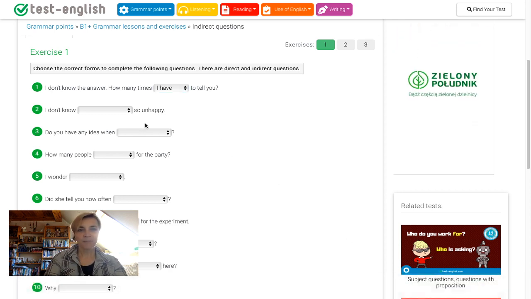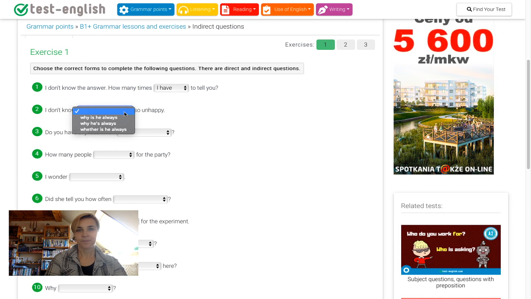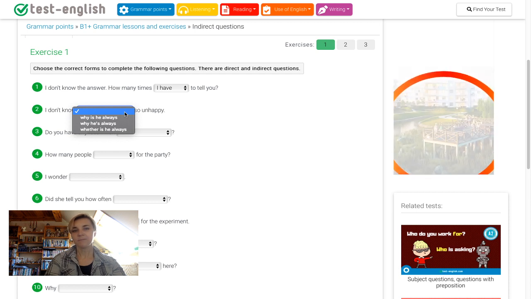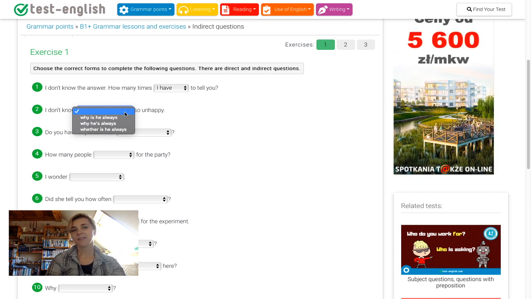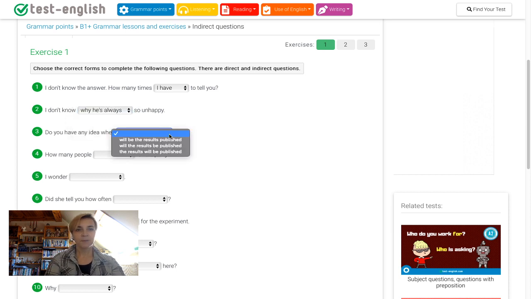So, what about number 2? I don't know. Just write 1, 2, 3 to make it faster. Write me the number and I will choose it. Miłosz suggests number 2. Okay, and it seems that you suggest number 2. Okay. What about number 3?